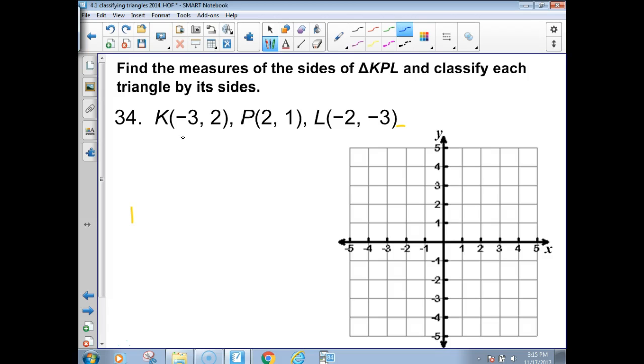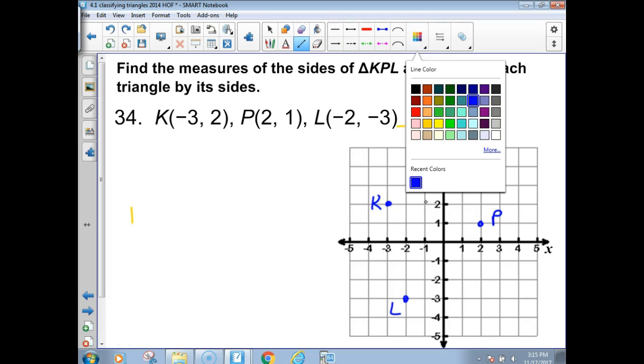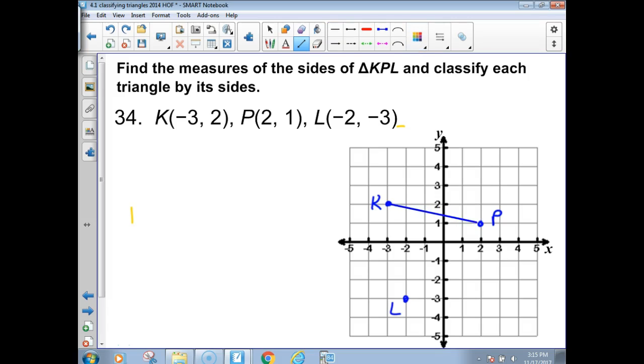Alrighty, so let's go ahead and plot the points. -3, 2 is left 3, up 2. Label it K. 2, 1 is right 2, up 1, P. And -2, -3, left 2, down 3. There's L. It doesn't matter if you don't have a straight edge. Just be as straight as you can. Some people use the calculator.